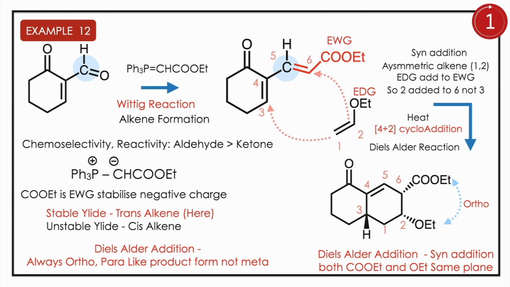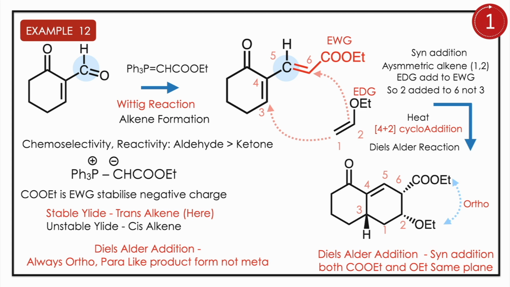So the carbon attacks the carbonyl, and you end up with a new C-C bond. Finally you end up with an alkene. The alkene is a conjugated diene. Because you are using heating conditions and you have one diene and a dienophile, there are chances of a Diels-Alder reaction.